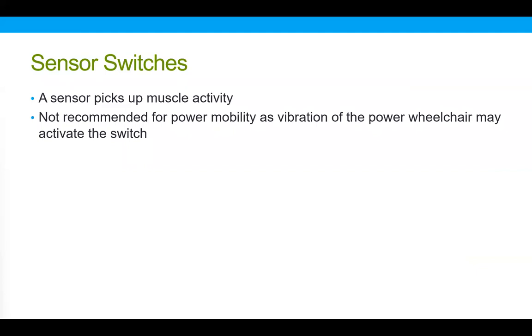There are a few sensor switches that are still available. A sensor is designed to pick up muscle activity. These are also not recommended for power mobility because the vibration that comes through the power wheelchair can literally activate the switch. It's also not possible generally to provide a sustained activation.